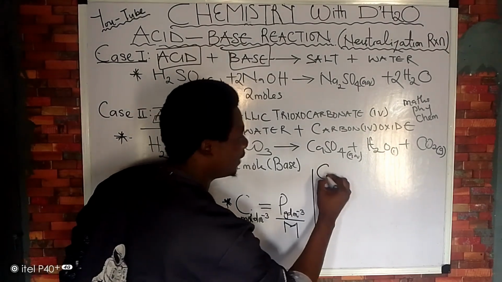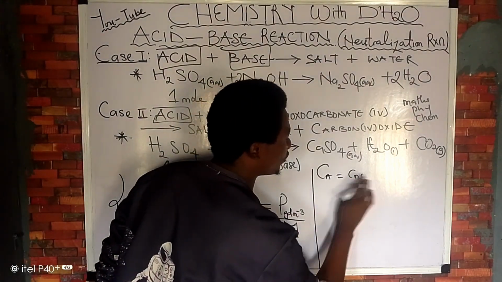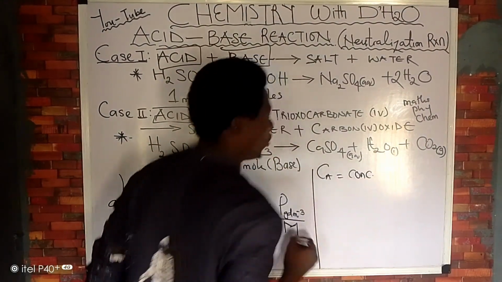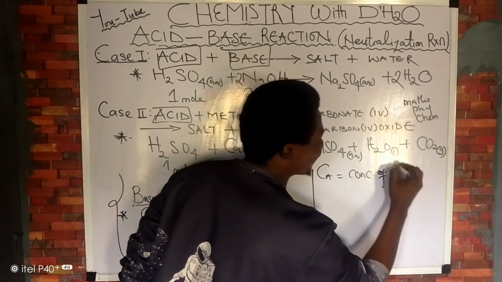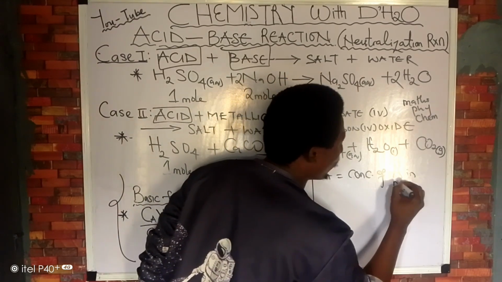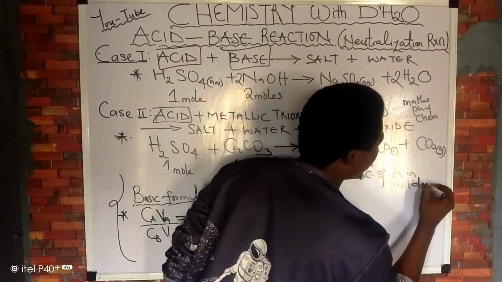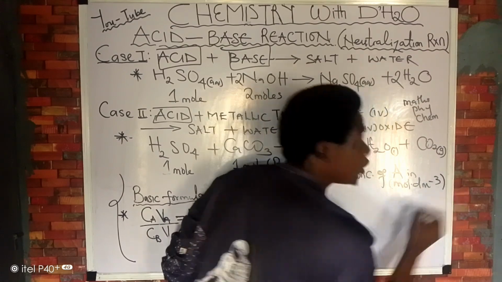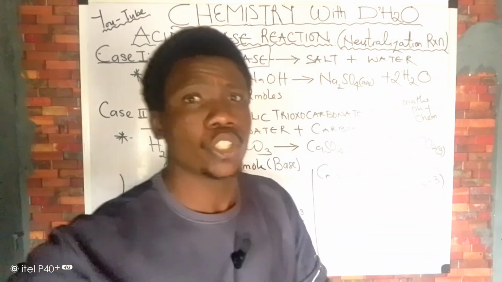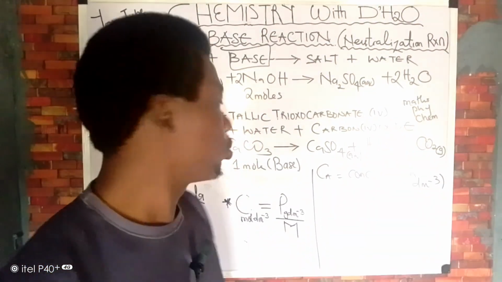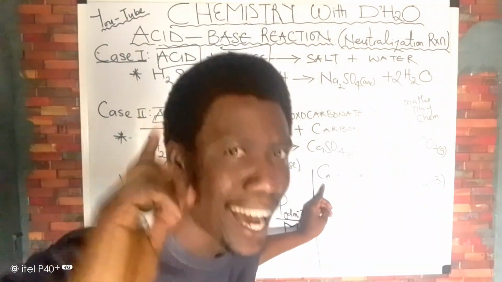Now, what does that mean? Our Ca is the concentration of your acid in mole per dm cube. Now, don't forget that concentration in mole per dm cube is also called molarity. So this is the molarity of the acid.